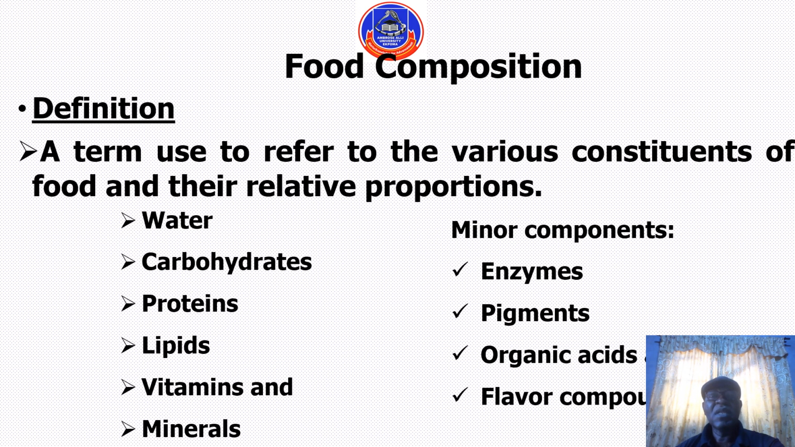Now, let's look at food composition. How do we define food composition? It is a term simply used to mean the various constituents of food and their relative proportion. The various components of food and their constituent proportions. You can define it either way.